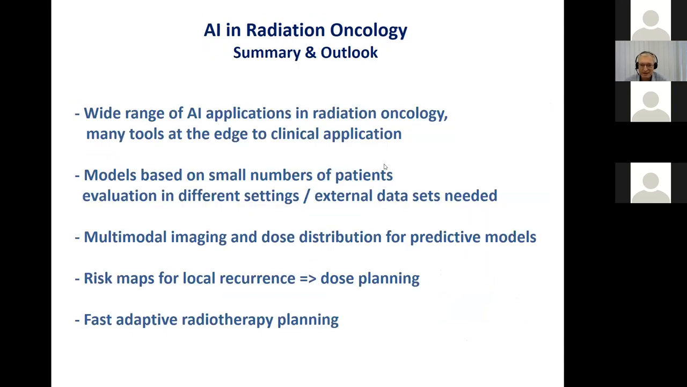Okay, so now this is my last slide. A wide range of artificial intelligence applications in radiation oncology, many tools at the edge of clinical application. Models are still based on a small number of patients, so they have to be evaluated in different settings, and external data sets are really needed. Multimodal imaging is very important, and you can also include the dose distribution in the predictive models, which has been done sometimes. It would be nice to have risk maps so that you can plan in advance where to put your dose. And this is also a new development. If the patient's anatomy changes from day to day, you can adapt the plan by means of AI. Okay, that's it.